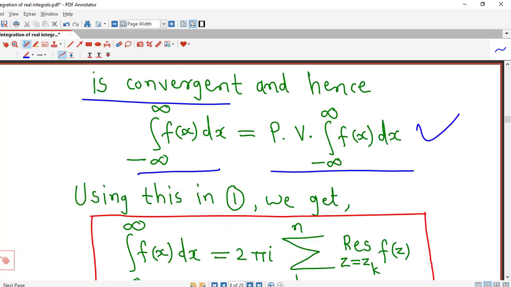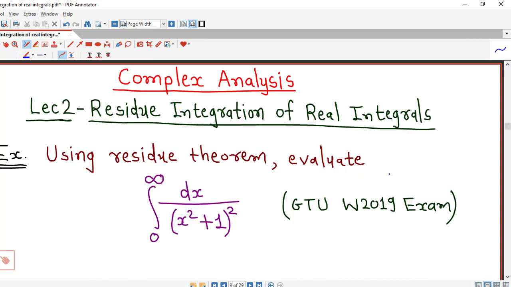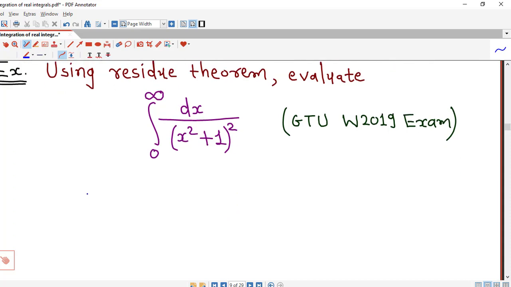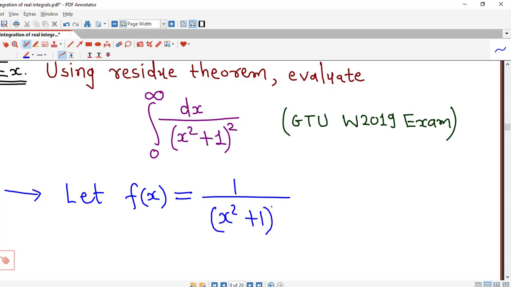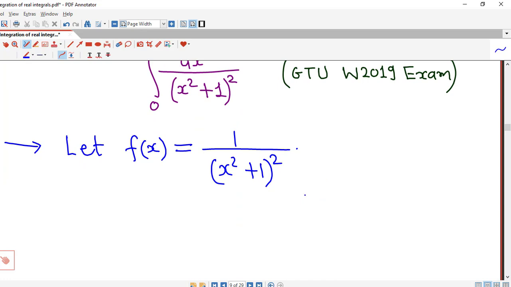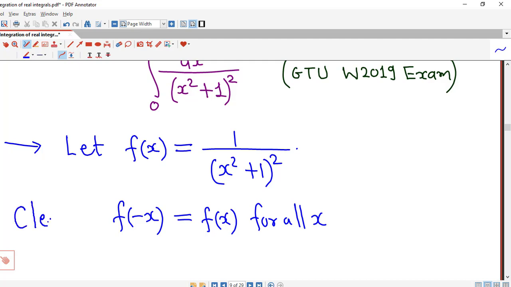We are asked to find this improper integral from 0 to infinity of dx over (x square plus 1) whole square. First we know that this function f(x) is 1 over (x square plus 1) whole square, and it is clear that if we replace x by minus x, we will have f(x) for all x. So this function is an even function.